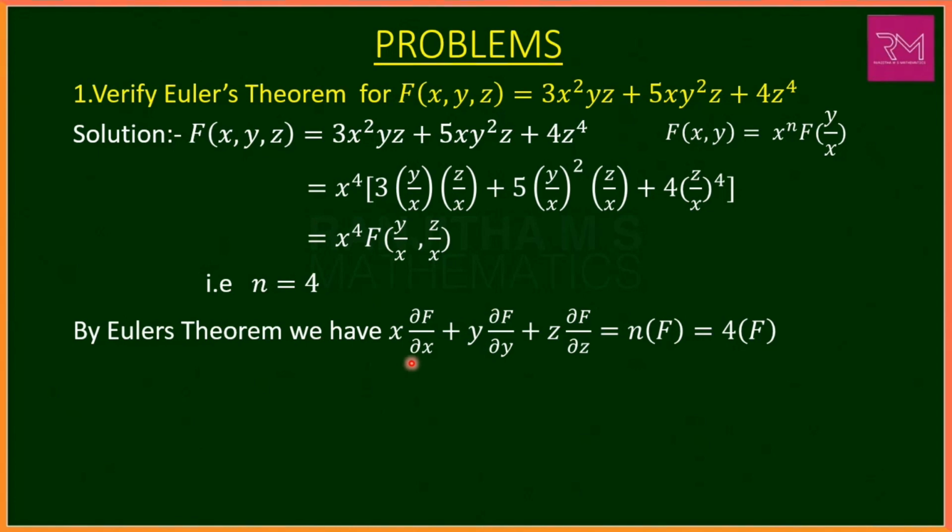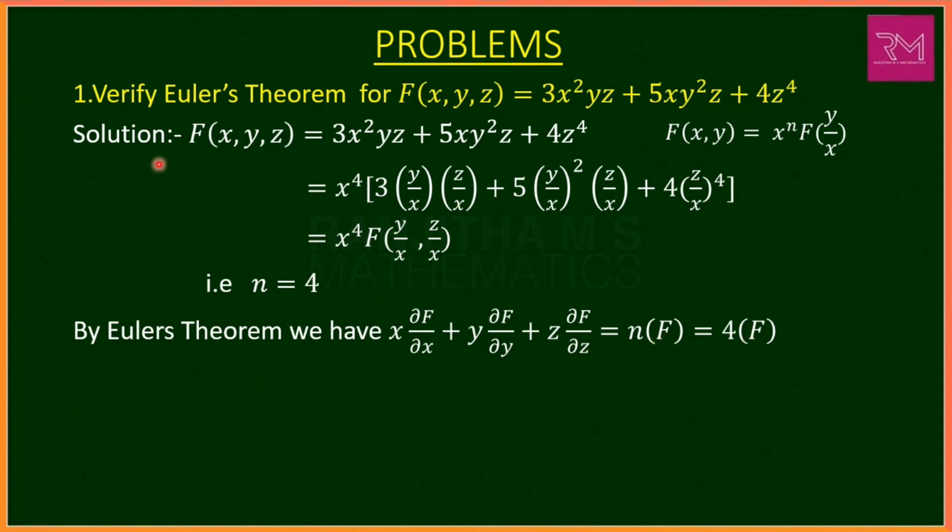So by Euler's theorem we have, for the function x, y, z, this is the formula, that is x into del f by del x plus y into del f by del y plus z into del f by del z value which is equal to n into f. Here n value is 4 into f.